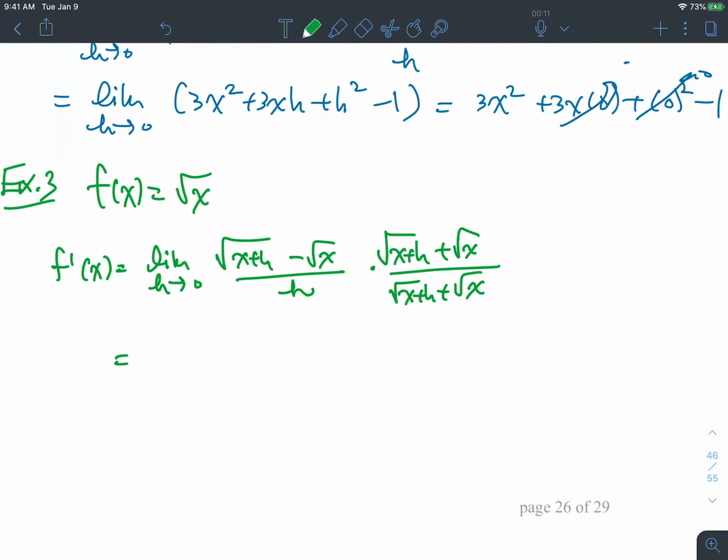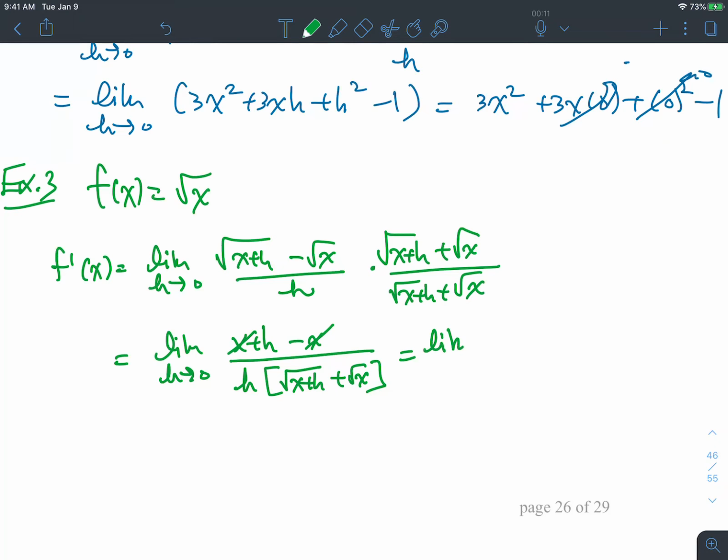Now, when you do that, it becomes x plus h minus x, whole thing over h, square root of x plus h plus root x. x is cancelled. You see that h is cancelled? Yes, it does. So we have the limit as h goes to 0 of 1 over square root of x plus h plus square root of x.